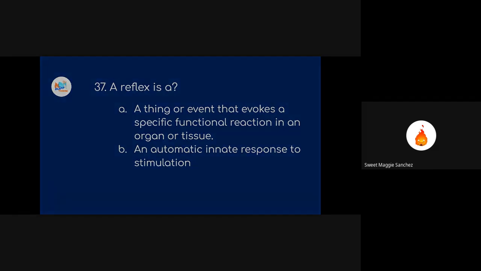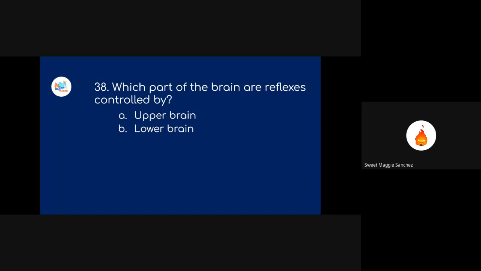Okay, timer stops. Question 38. Which part of the brain are reflexes controlled by? Is it A, upper brain, or B, lower brain?